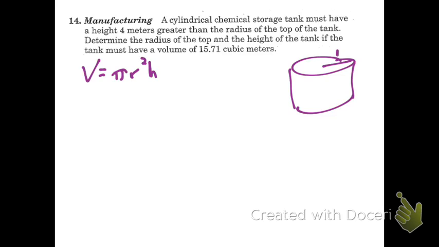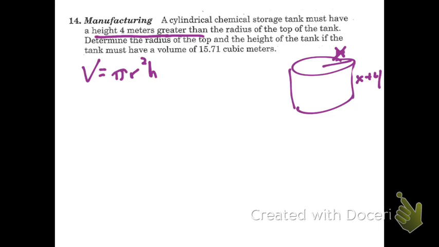So there's a radius right here, and here's the height. Now, it says the height has to be 4 meters greater than the radius. So if the radius is x, if I call that x, I know the height has to be whatever the radius is plus 4.